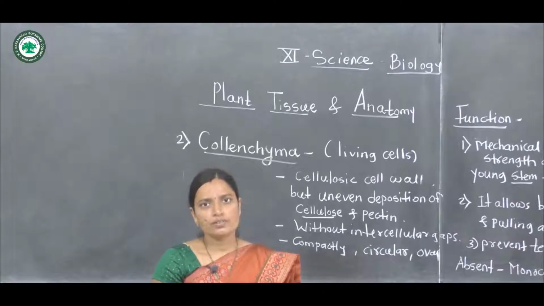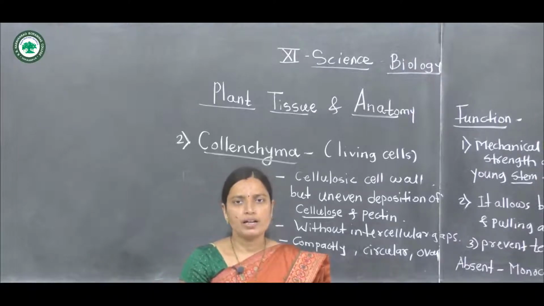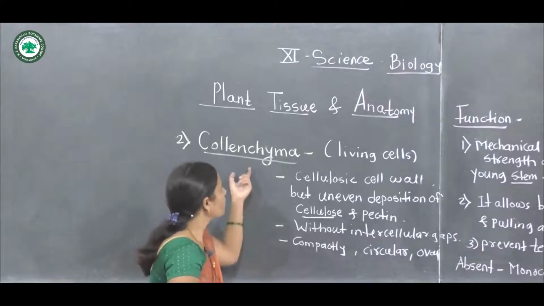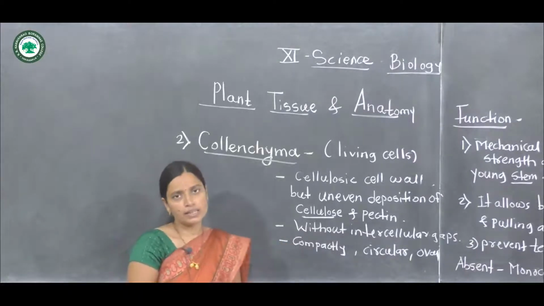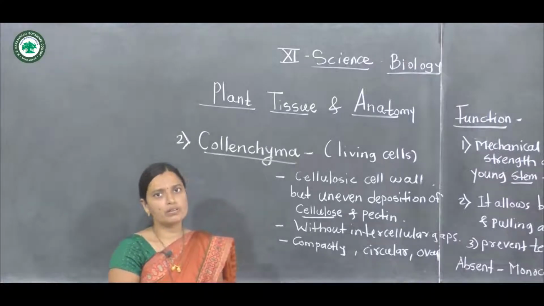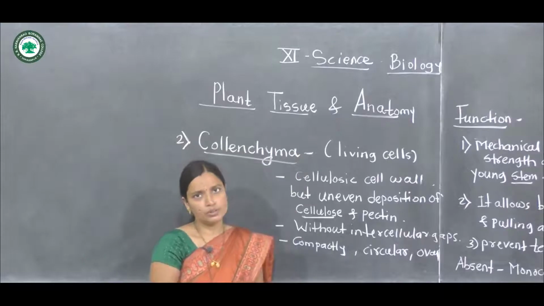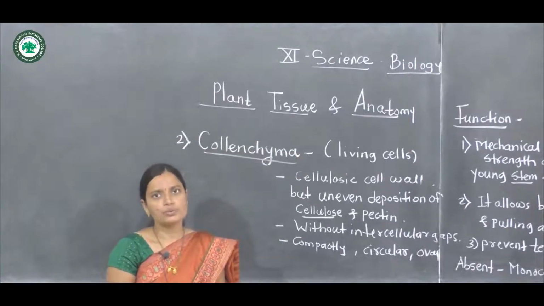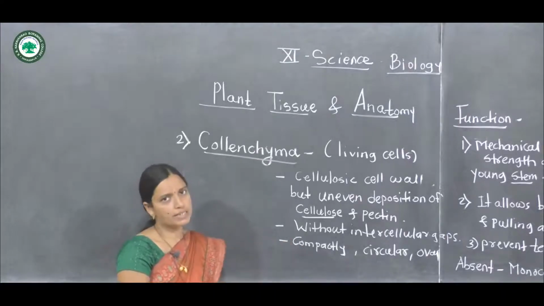Now in this video we shall discuss sclerenchyma and collenchyma, these two simple permanent tissues. First we will discuss collenchyma. Collenchyma is the second type of simple permanent tissue. It is a living tissue, and there are some characteristics of this tissue.